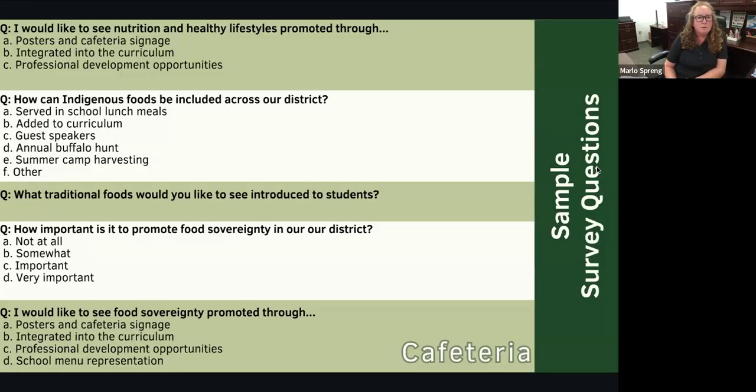We got a lot of write-ins of different ideas from people, and then also let them know that we're thinking about it and that we're trying to improve and bring as much as we can into the school to get them some healthy food, to have some representation of the Crow culture, and to teach them where their food comes from. Next slide.